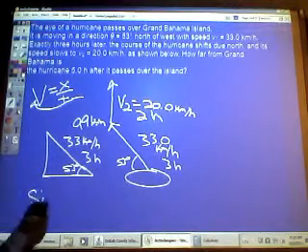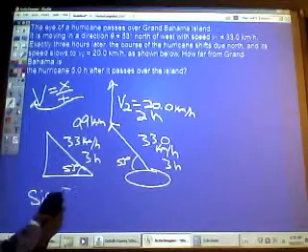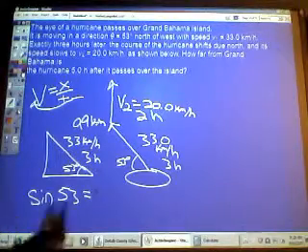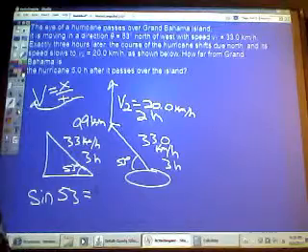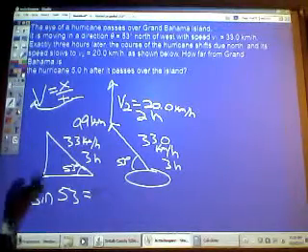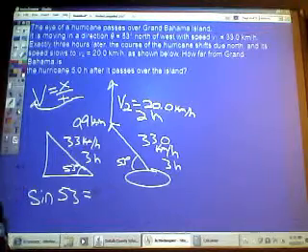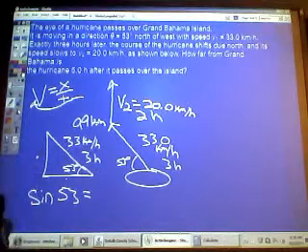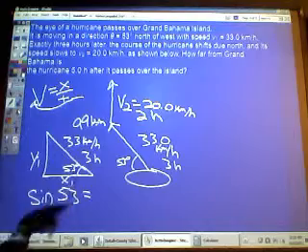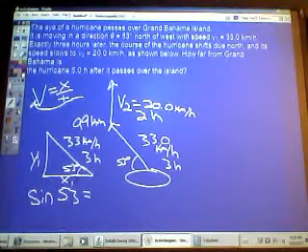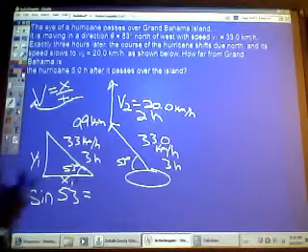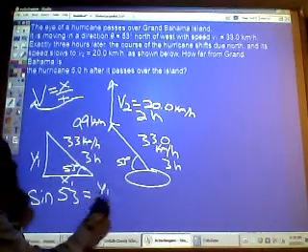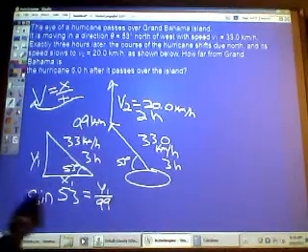Sine. Sine what? Theta. Theta is what? 53. Sine 53 is what? What's the opposite side? Y'all know what sine is? Where's the opposite side? This side? That's right here. This is my y1. This is my x1. Sine 53 is what? y1 over what? Over 99. y1 over 99. I need to solve for y1.